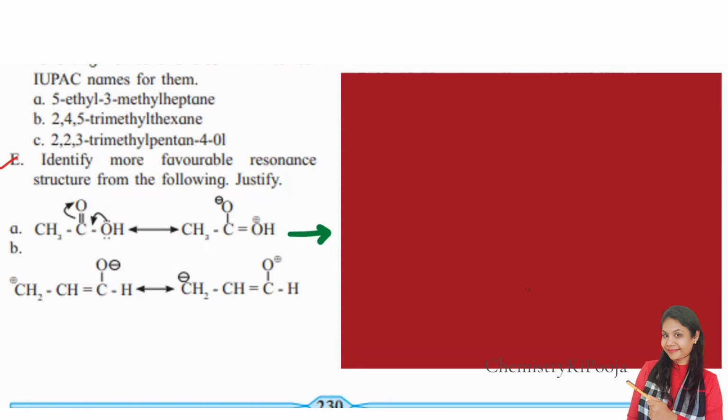Now, the next question: identify the more favorable resonance structure from the following. And we need to justify our answer. Let us talk about the first structure, that is structure A.